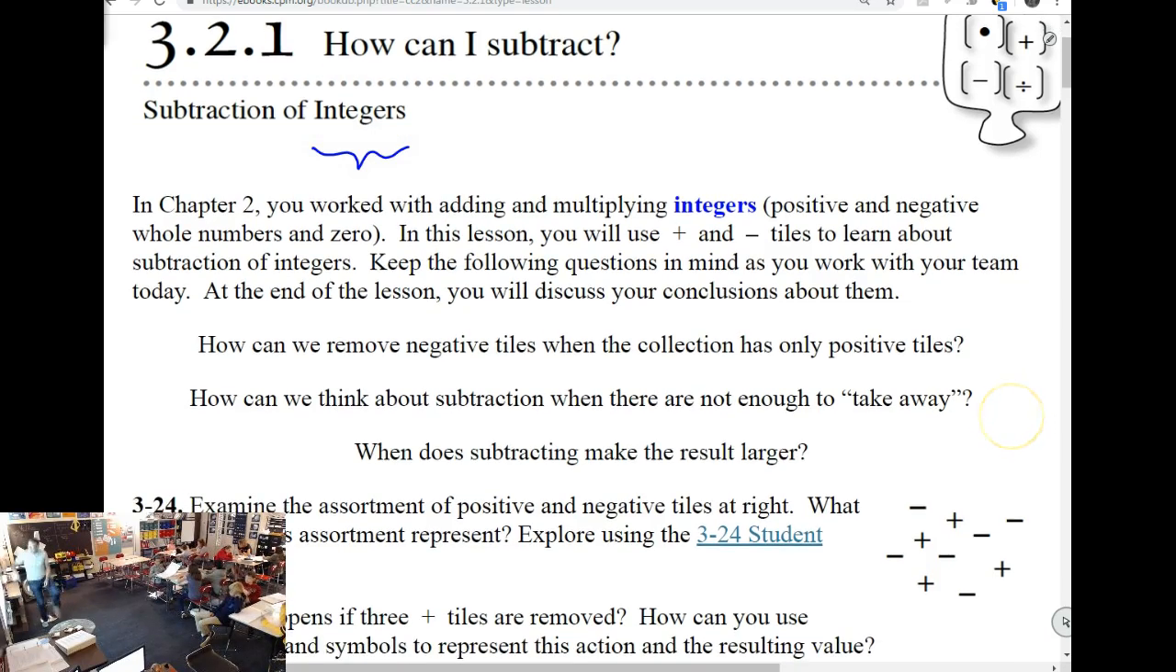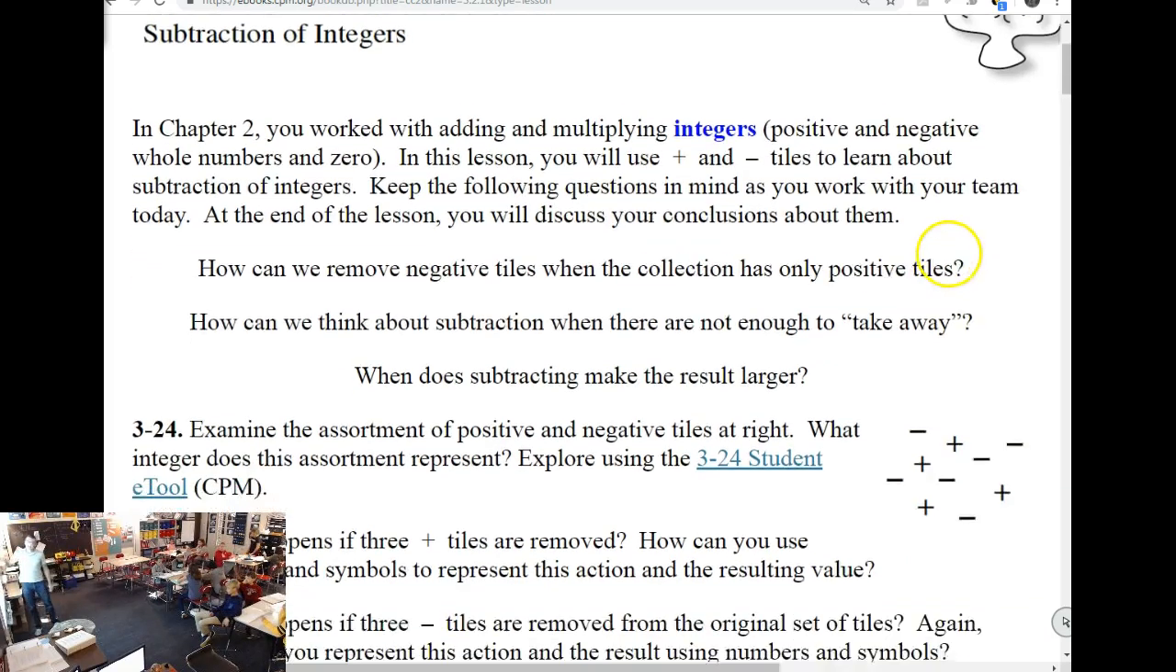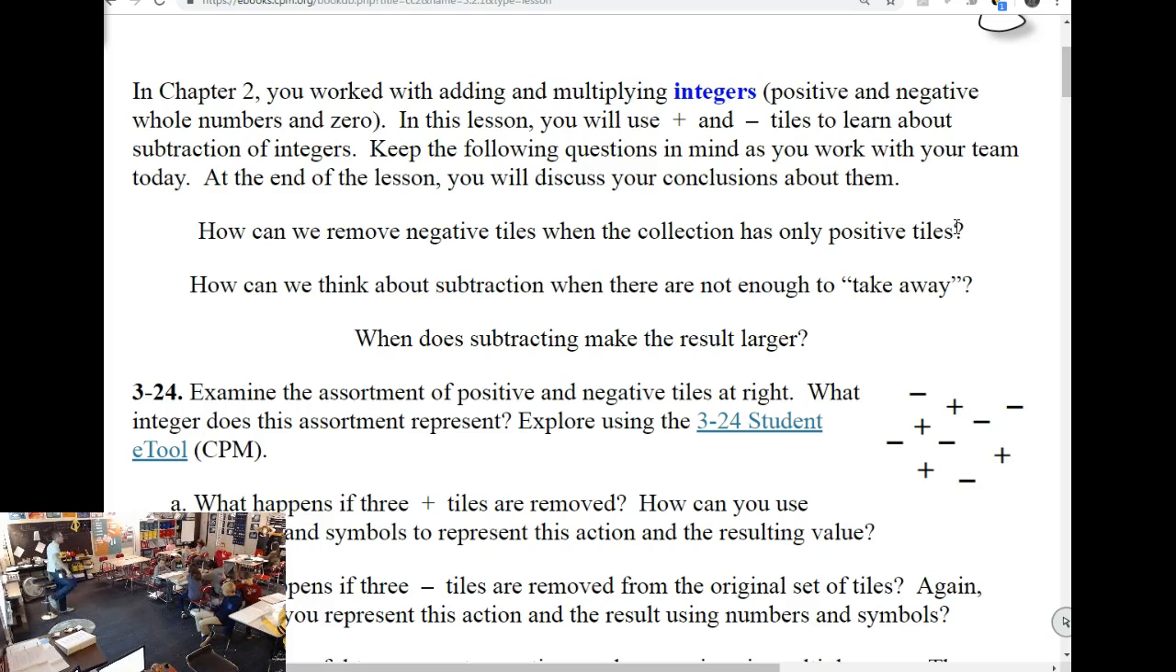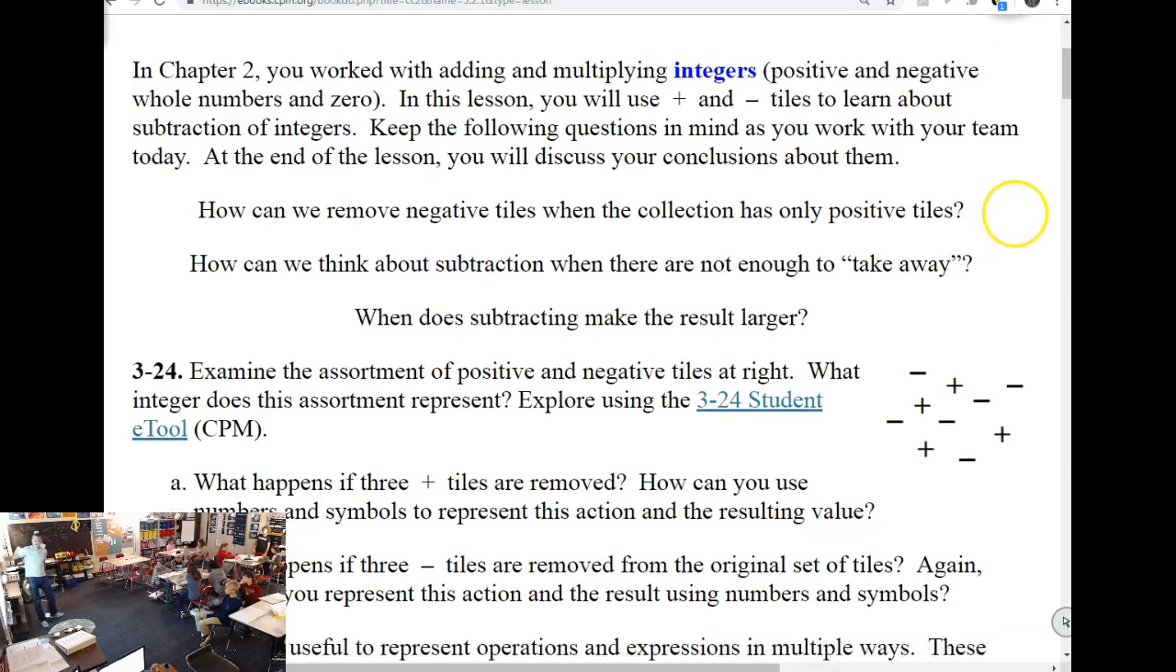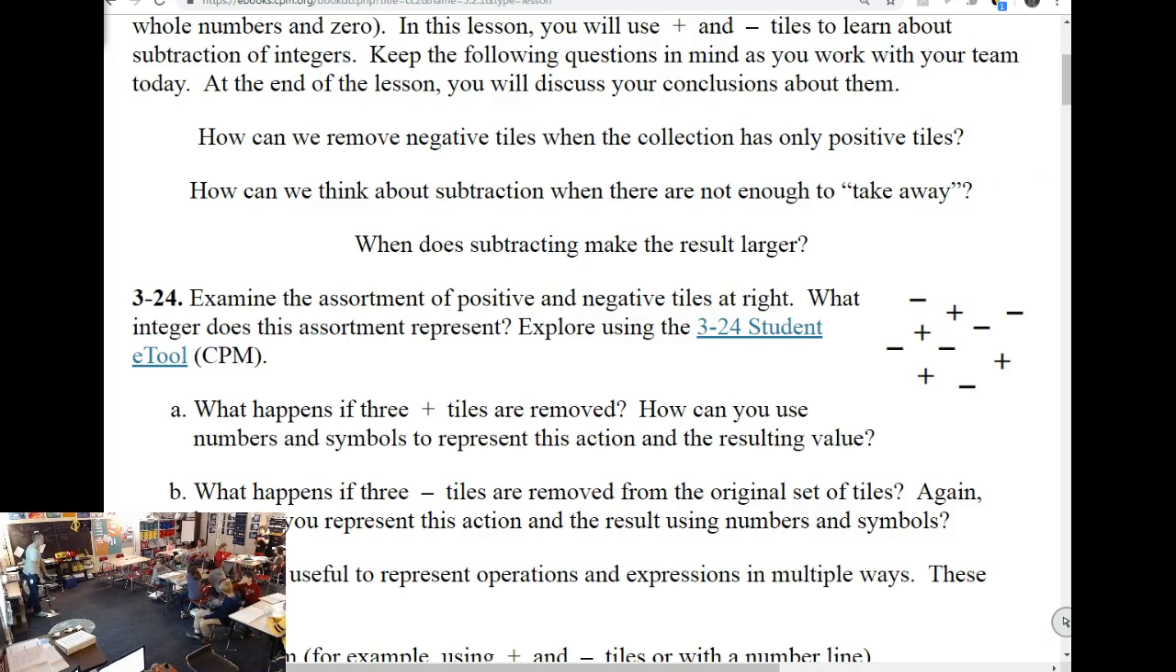So, today, we're going to talk about some situations that can happen and some situations that, quote-unquote, can't happen, and we'll have to figure out how to make it work. We can really skip the first paragraph, but what we're talking about today is how can we remove negative tiles when the collection only has positives? How can we think about subtraction when there are not enough to take away? This is the problem, that they teach you subtraction as an idea of take away, which it's not that simple. And when does subtracting make the result larger, which also doesn't make sense, really, right? Because if I take something away, how does it get bigger? That's where takeaway is kind of a broken idea.